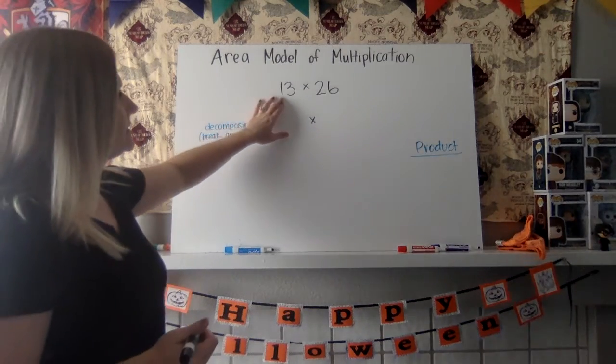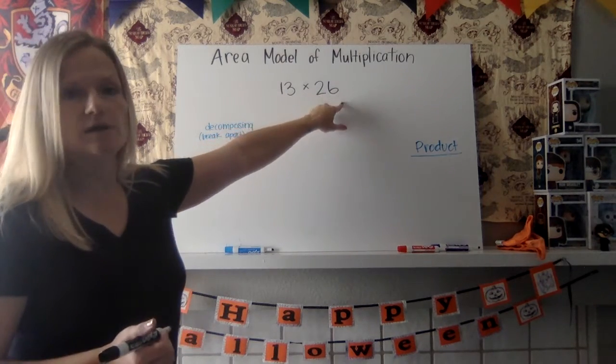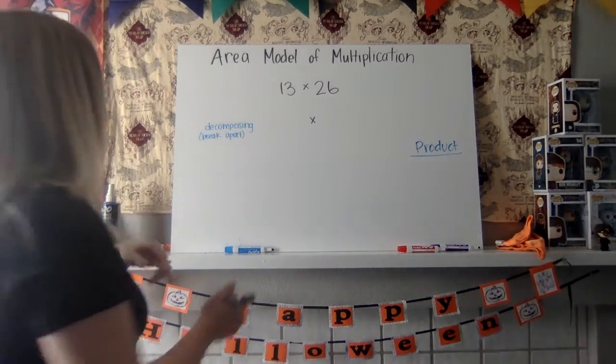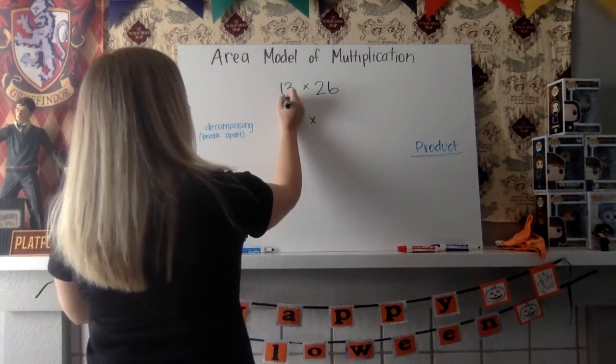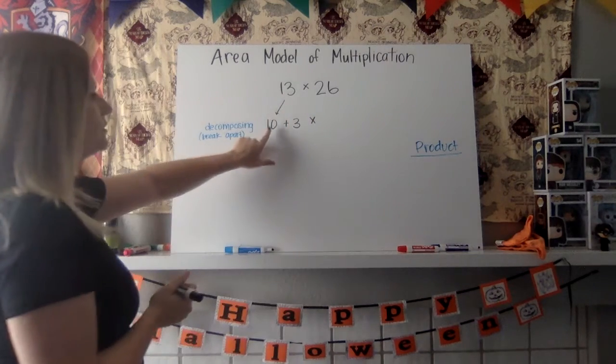Now each number has a tens position and a ones position. So that means that we are going to be breaking down those numbers. So 13 decomposes to 10 plus 3. We have our tens place.